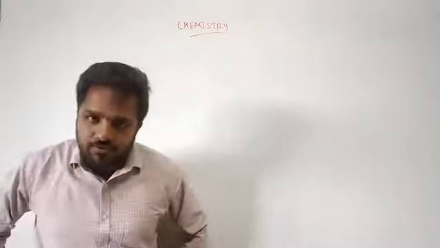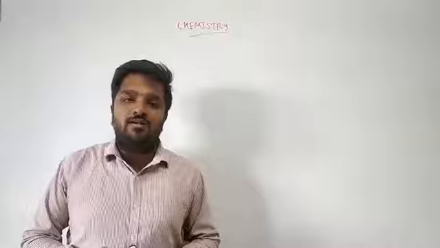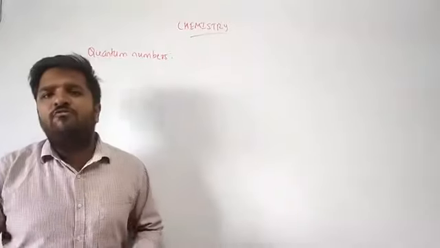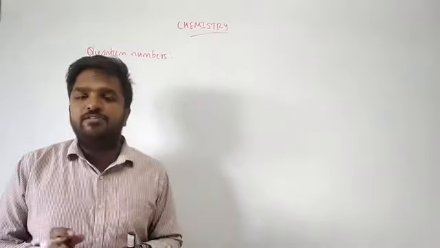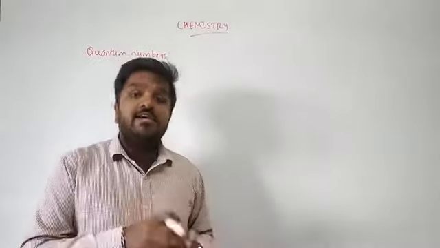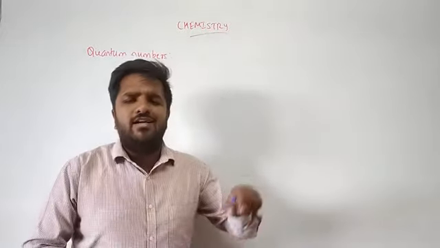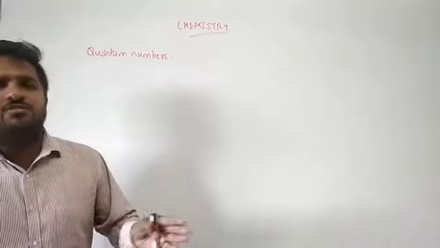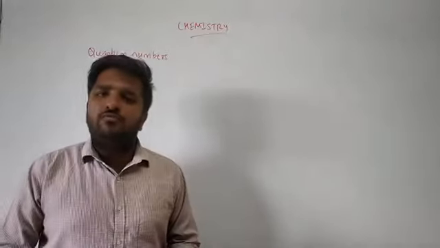Yes, welcome back students. So in this video we are going to talk about a new concept called quantum numbers. These quantum numbers are a set of 4 numbers actually. This set of 4 numbers will give you the complete information regarding an electron, regarding the size of an electron, regarding the orientation of an electron, and regarding its spin also. You get the complete information regarding the position, size, orientation and its spin with the help of these 4 quantum numbers.